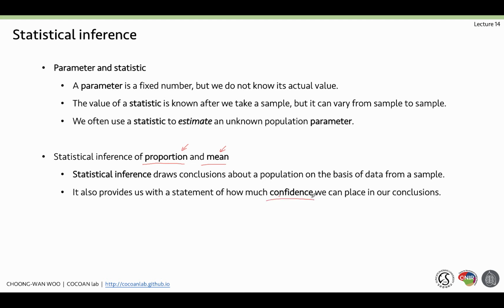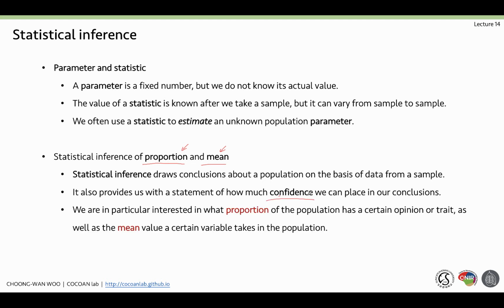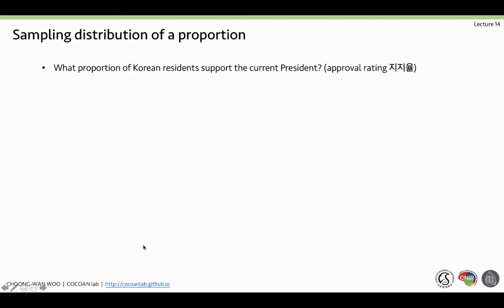So statistical inference is really about drawing conclusions about the population using the sample, but we also really need to quantify how much confidence we have about that conclusion. And we are in particular interested in what proportion of the population has a certain opinion or trait, as well as the mean value of a certain variable. And I'm going to use this as an example: approval rating, GGU.